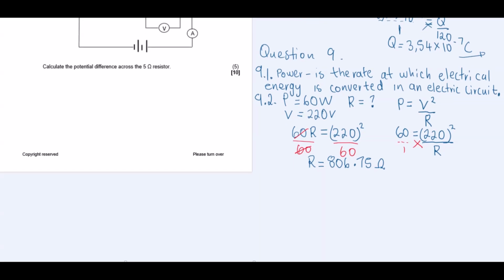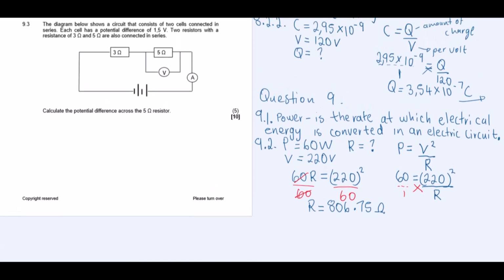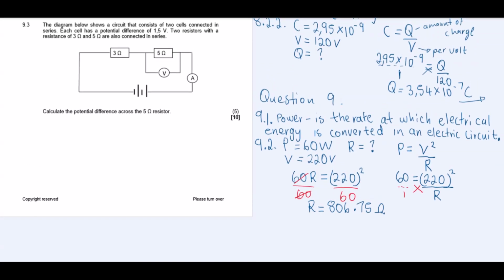Moving on to the next question, we have 9.3. In 9.3 they're saying that the diagram below shows a circuit that consists of 2 cells connected in series, right? So we do have 2 cells there. Cell number 1, here are the cells, right?